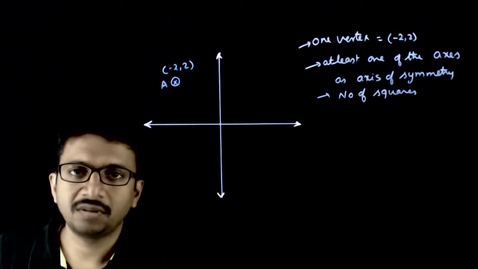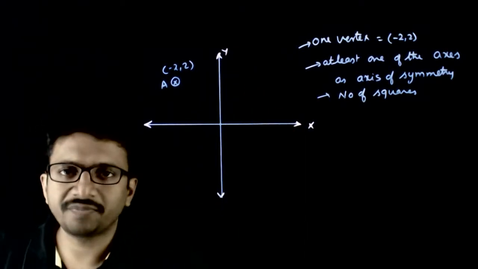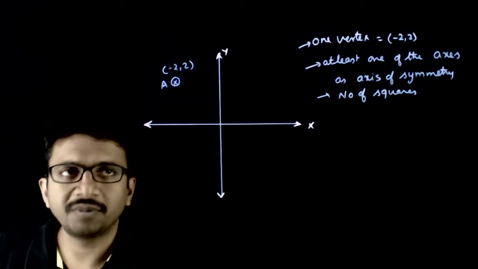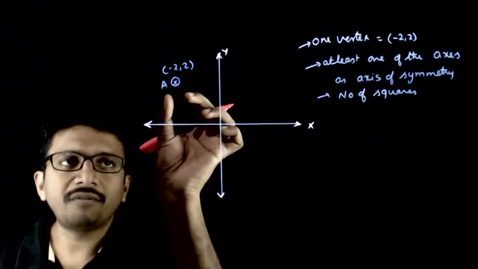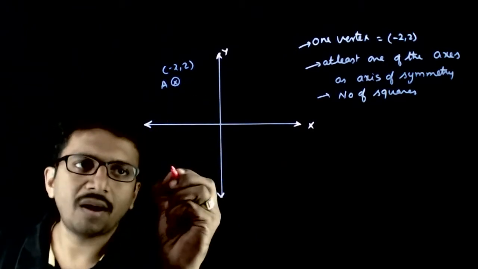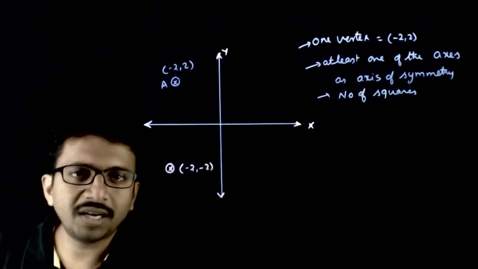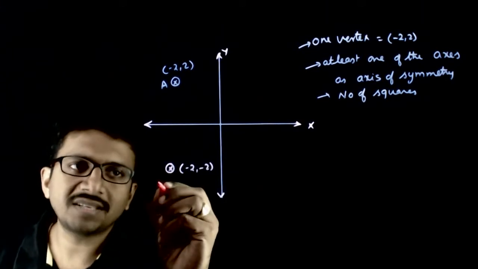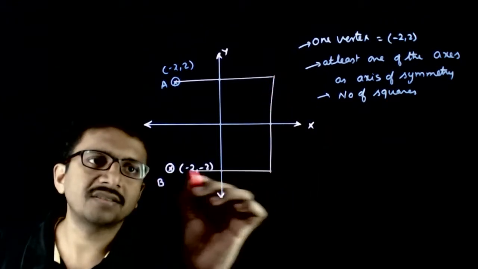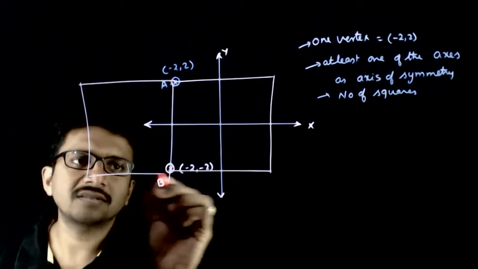That's the question. First let us assume that the x-axis is the axis of symmetry. What are the possible squares that can be formed? Obviously, if (-2, 2) is one vertex, because the x-axis is the axis of symmetry, one of the other vertices has to be (-2, -2). Now there are two cases. If this vertex is the adjacent vertex, you get a square like this, or a square like this. You can get two squares.